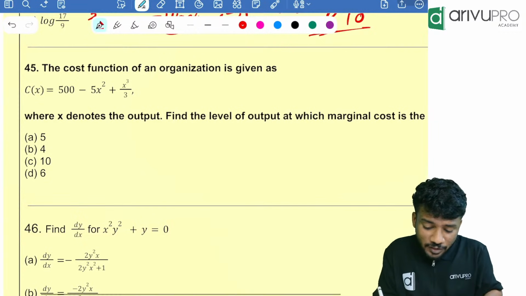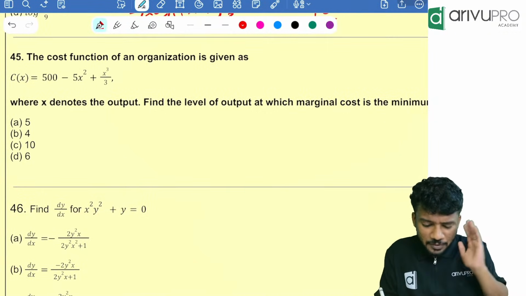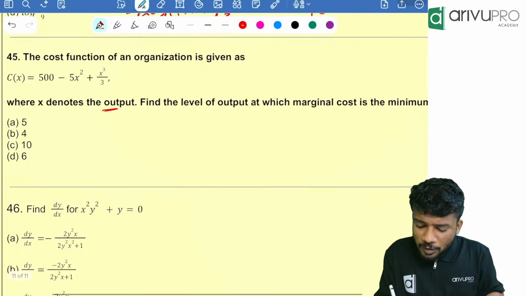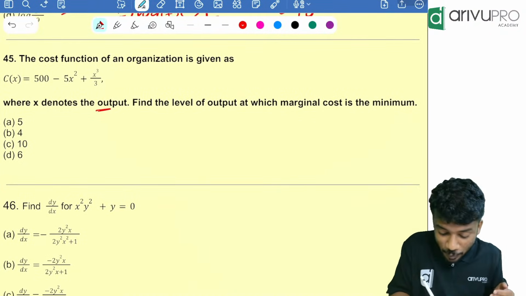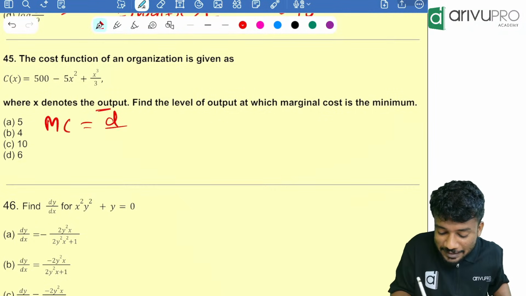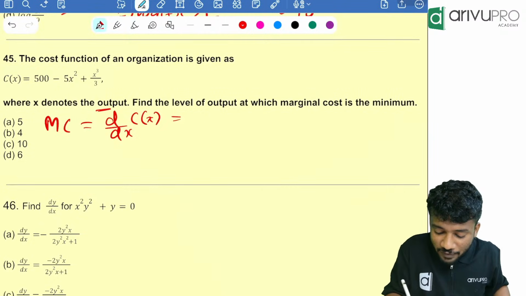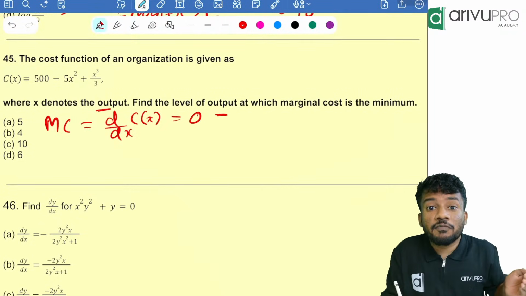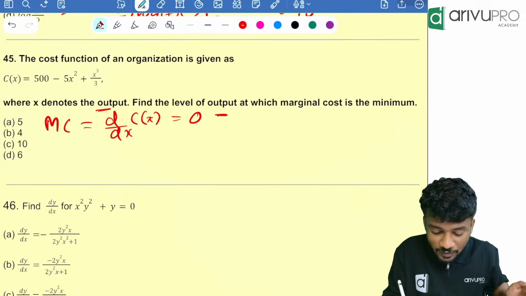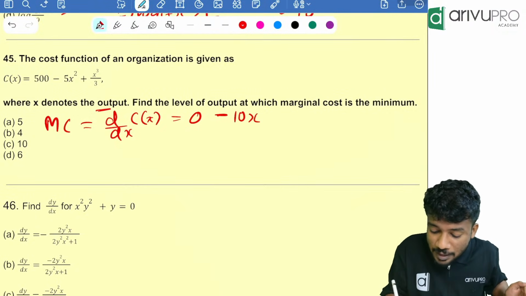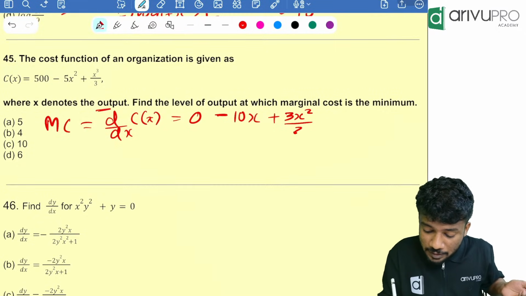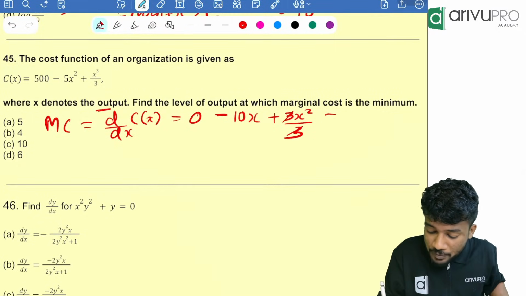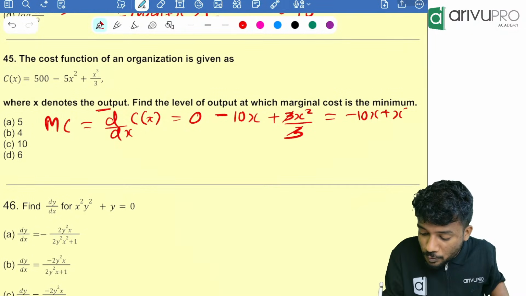Next question, cost function we need to solve. Now, the cost function of an organization is given like this, where x denotes the output. Find the level of output at which marginal cost is minimum. People, first you need to find marginal cost. How to find marginal cost? That is nothing but the derivative of the cost function, correct? What is the derivative of 500? 0. What is the derivative of minus 5x square? Minus 5 into 2x, that is minus 10x, plus the derivative of x cube, that is 3x square divided by 3. Cancel. What is remaining? Minus 10x plus x square, correct?